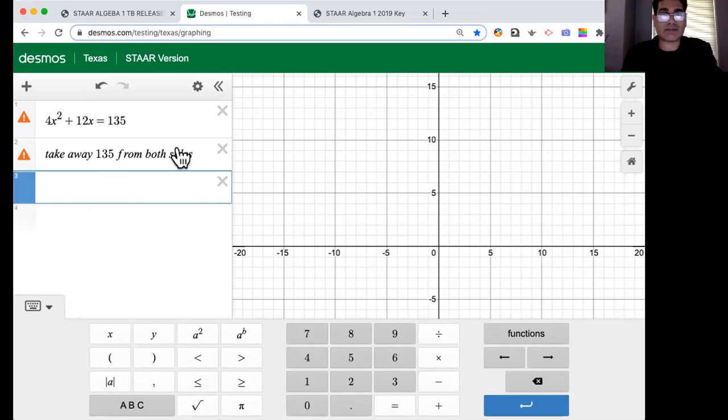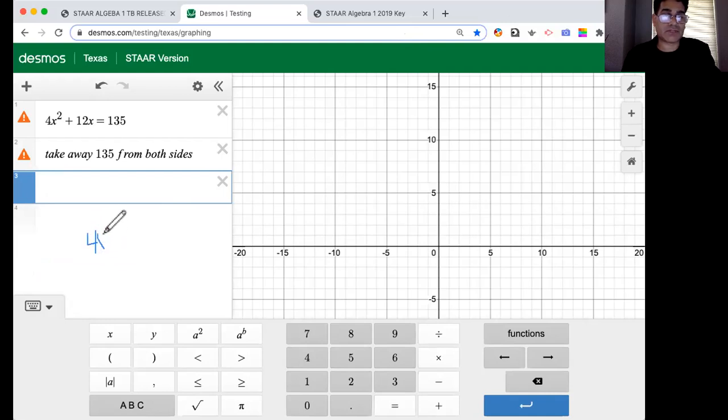Once I do that, and again, this is where your scratch pad comes in, right? Take 4x squared plus 12x equals 135. We take away 135 from both sides. Negative 135. That could be neater, but it just gives me an idea. I'll clear that up. It's looking sloppy. Okay, let's make it neat.